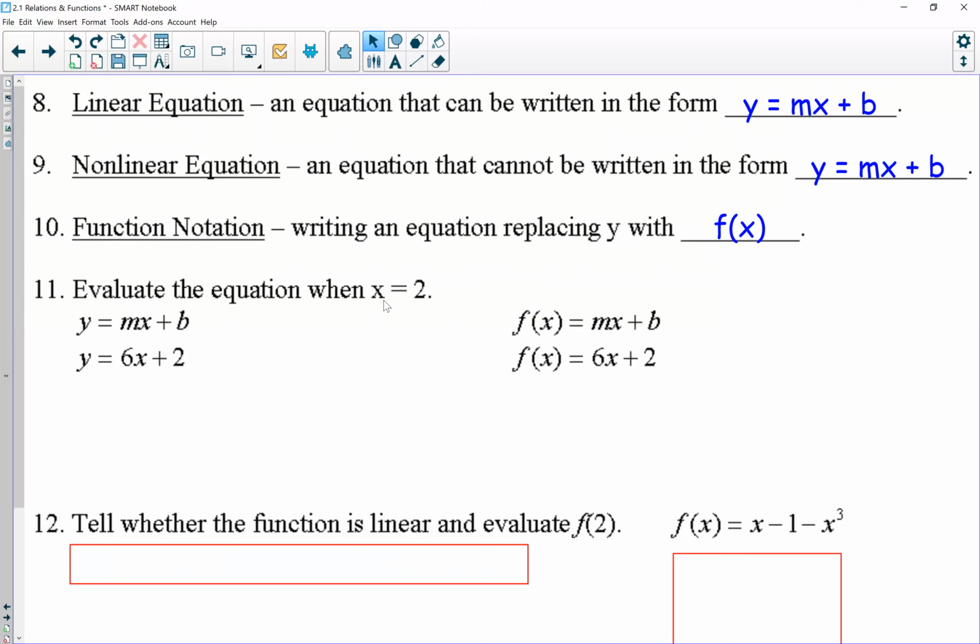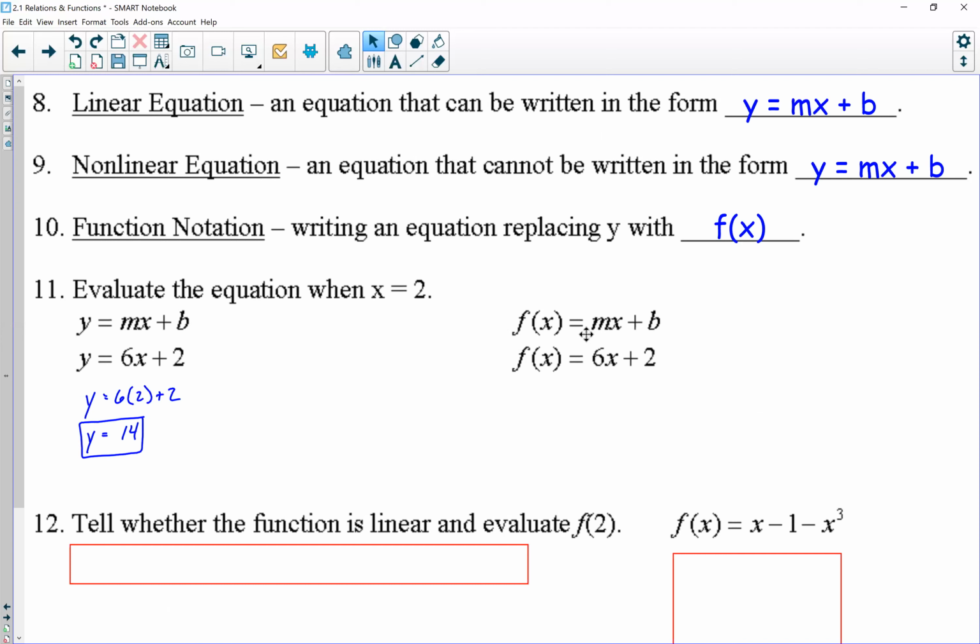So when you're told to evaluate, this goes back to earlier this year and even back to Algebra 1. When you're told to evaluate, you take your given equation. Here we have one just written in slope-intercept form. So we know that it's linear. And what we have to do to evaluate is first we have to substitute the value that we're given. So I take 2 and I substitute it for the x variable. Then we just follow order of operations to simplify, and we get y equals 14.